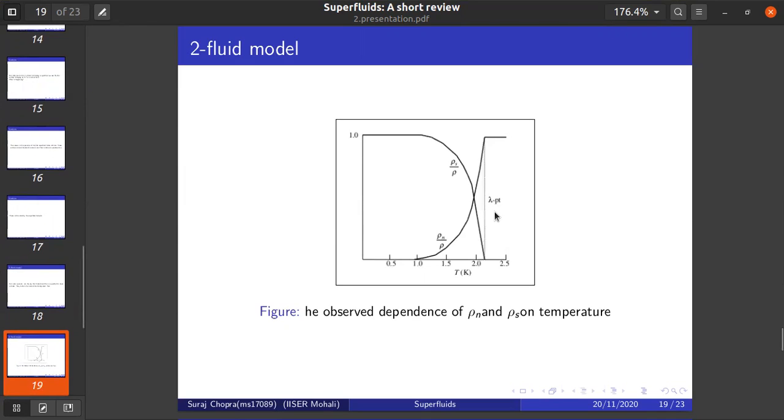How come there is a normal fluid component? Because only at t equal to 0 do we have a pure superfluid. If t is not equal to 0 and we are below the lambda point, there is always a finite amount of normal component density. That is, all the fluid is not converted into superfluid. There is some fluid that is not converted into superfluid, and it gets converted as the temperature goes to 0.